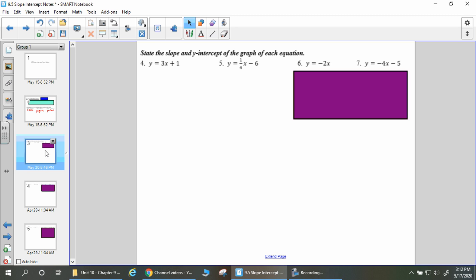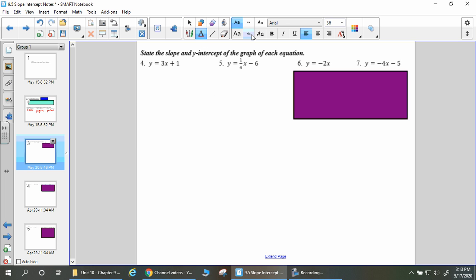The remaining part of our notes today is going to be: given an equation, can you state the slope? Can you state the y-intercept of the graph of that equation? So without actually making the graph, can you tell me what the slope is? Can you tell me what the y-intercept is? And so again, this is sort of just the reverse. You want to pull out the slope as that value for m. You want to pull out that b value as our y-intercept. And you're just going to list what they are.